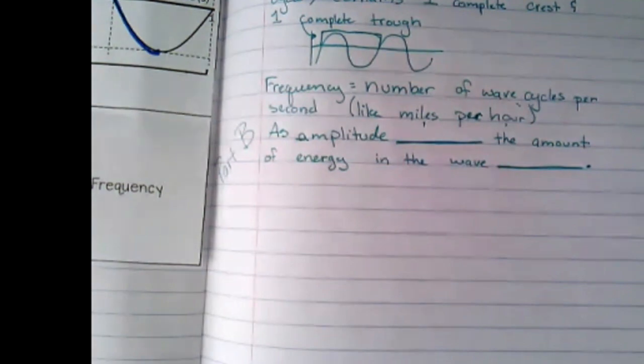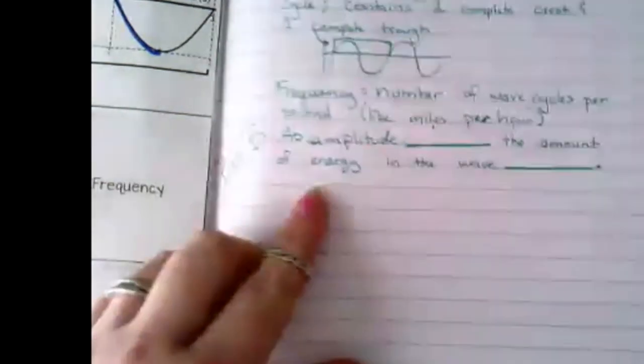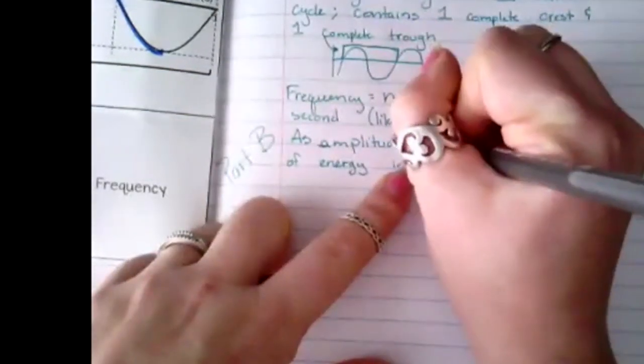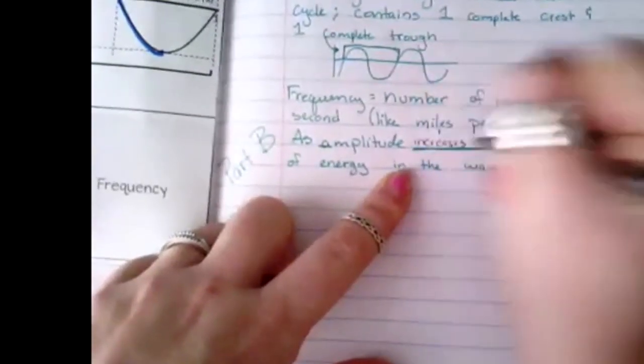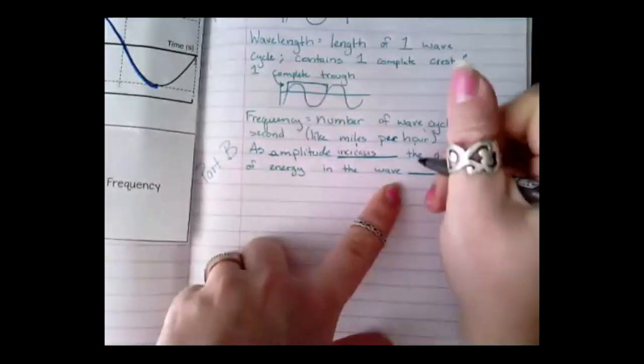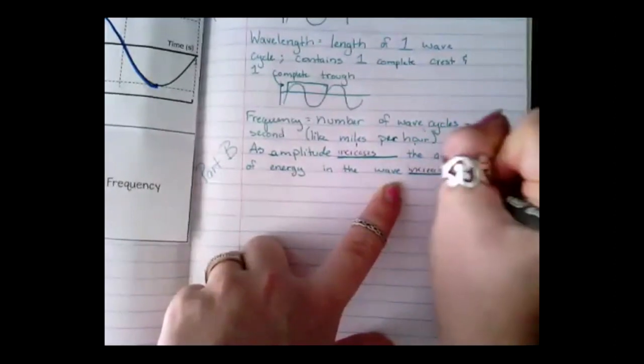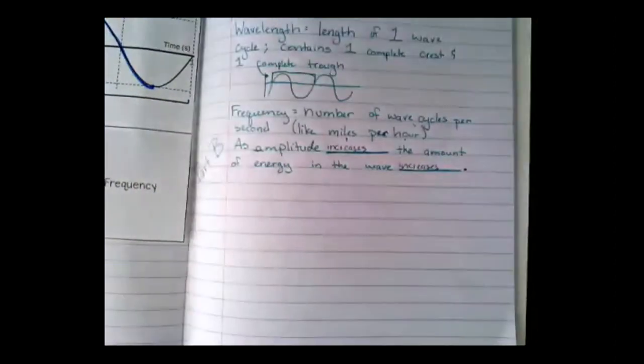So, looking here at the answer, we are going to say as amplitude increases, the amount of energy in the wave increases. Amplitude is a direct measure of the amount of energy in the wave.